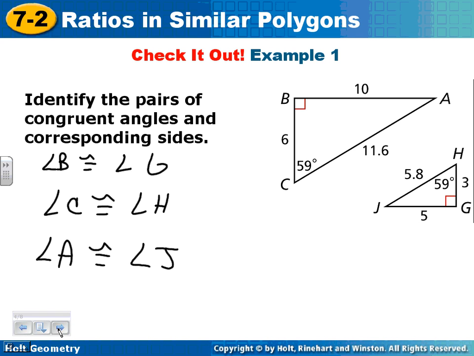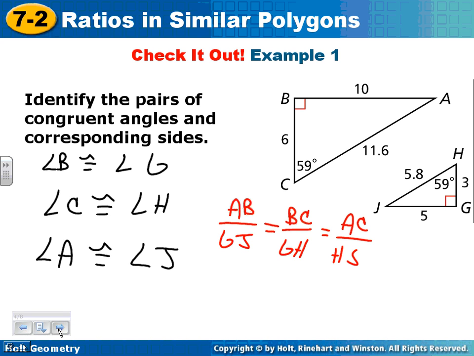Side lengths. How about AB? Let's just start somewhere, no particular order. AB looks like that goes with GJ. That would be equal to, let's go BC. So find BC. That looks like GH. Then finally my hypotenuse, which would be AC on the first one. That goes with HJ. So those are in proportion to each other.